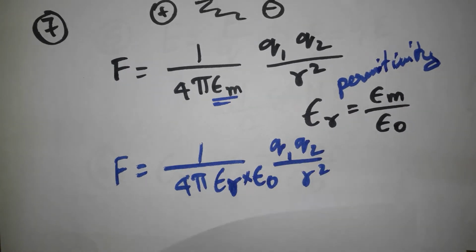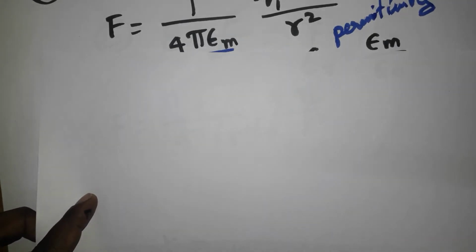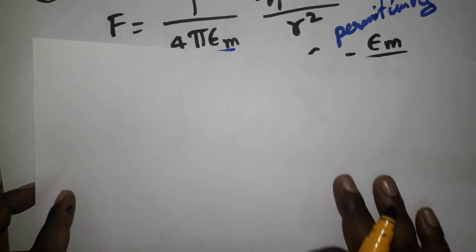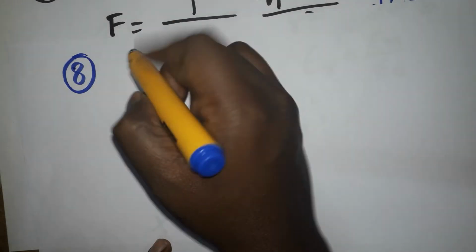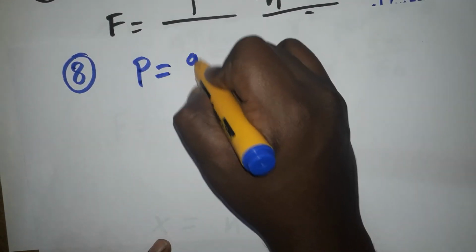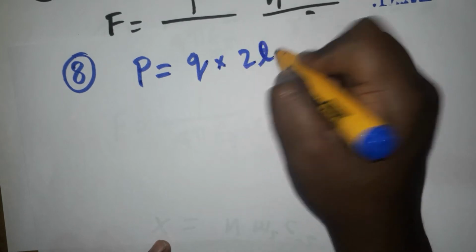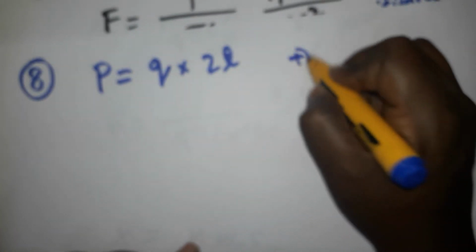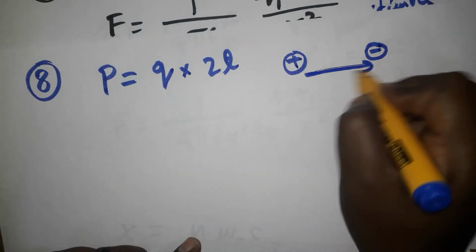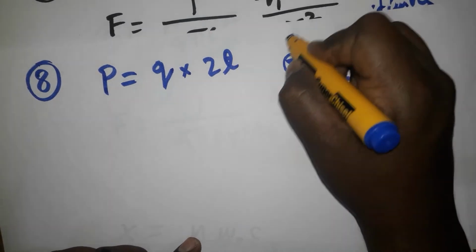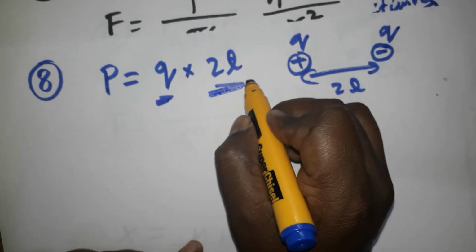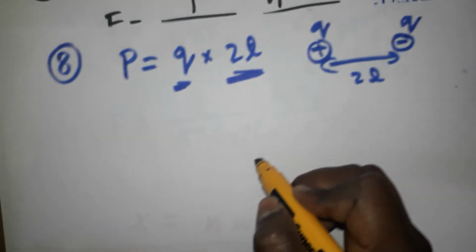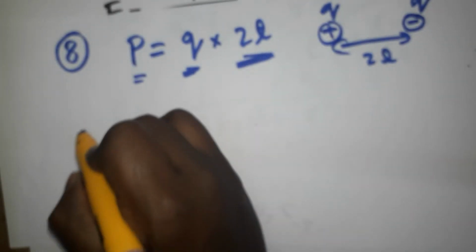Next, what is the electric field due to an axial line and due to an equatorial line? Before going to that, the eighth formula: electric dipole moment. Dipole moment is the product of any one of the charges and the distance between the two charges. One is plus and one is minus, each charge is Q, and the distance between them is 2l. This product is the electric dipole moment. P is the symbol of electric dipole moment.